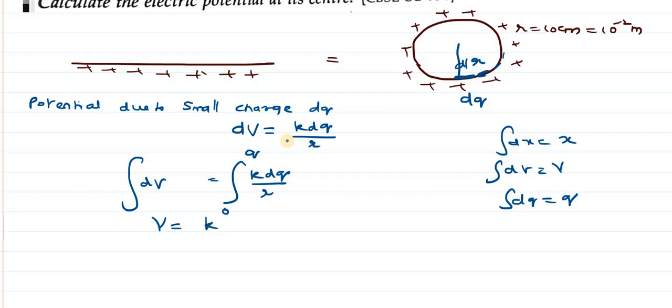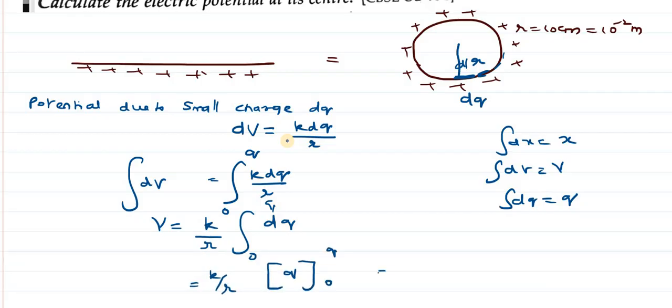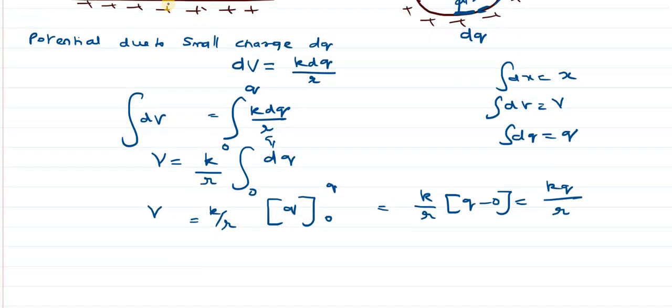Now what is it? K by r are constant. Radius is constant, right? For a given ring. So it is dq only. So integration of dq is q. Always upper limit minus lower limit. So k by r, q minus 0, which is kq by r. You may ask, directly I could have substituted. No. This is the proper method of doing.